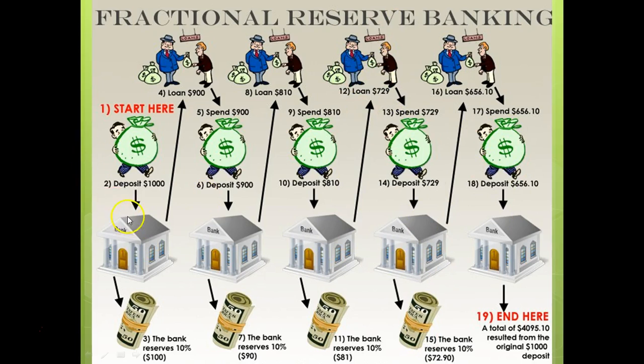So the same $1,000 now shows up in this person's account as $1,000, and this person's account as $900, and this person's account as $810. It gets counted over and over and over. And this multiplies the money in the economy. A lot like the multiplier effect that we talked about in fiscal policy.